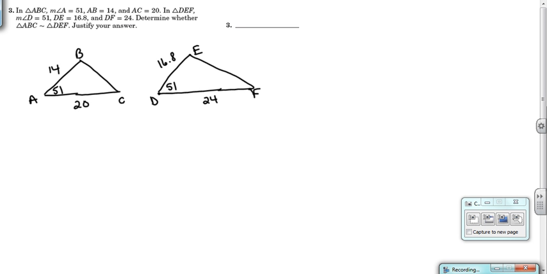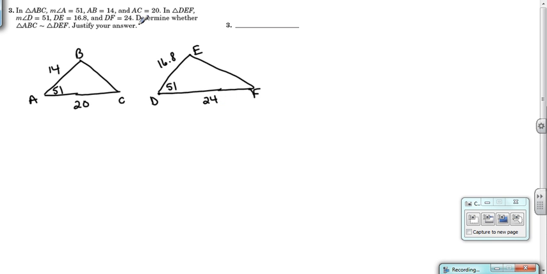Number 3, in triangle ABC, the measure of angle A is 51, AB is 14, AC is 20. So I sketched the triangle. In triangle DEF, the measure of angle D is 51, DE is 16.8, and DF is 24. So I tried to make a fairly decent sketch of what the triangles would look like.